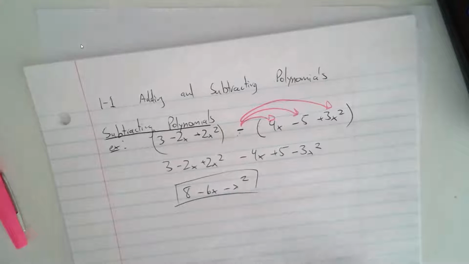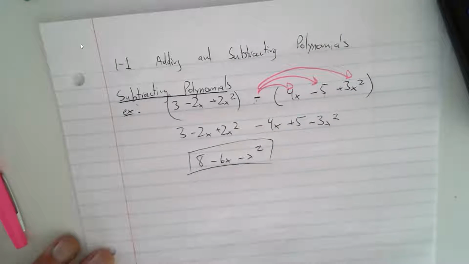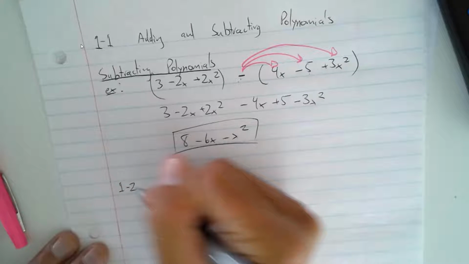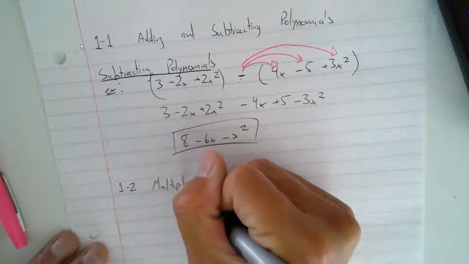I'm going to go through one more topic, and then we're going to do some example board work. That was it from 1-1 that I want you to know. 1-2, we're going to go to 1-2 now. That was quick, wasn't it?